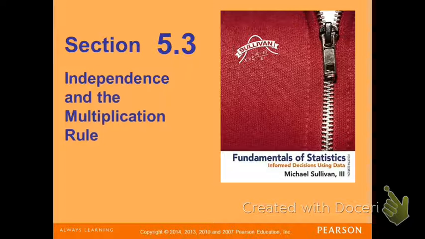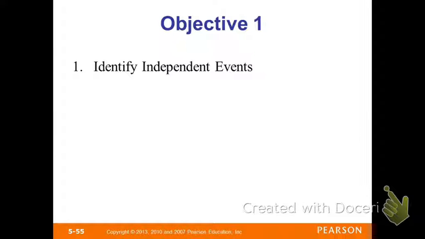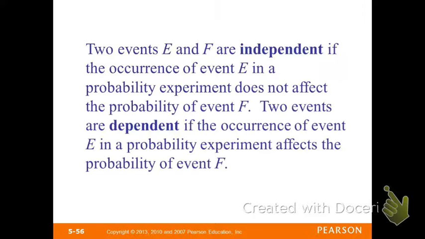That'll be next week. So today's section 5.3, independence and the multiplication rule. What we're going to be looking at in this section is to identify independent events, again, something that you've done before, use the multiplication rule for independent events, and compute at least probabilities. So three little skills that we'll look at in this section. Let's jump right in and define what independent events are.